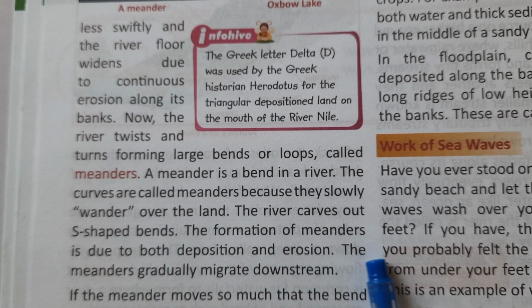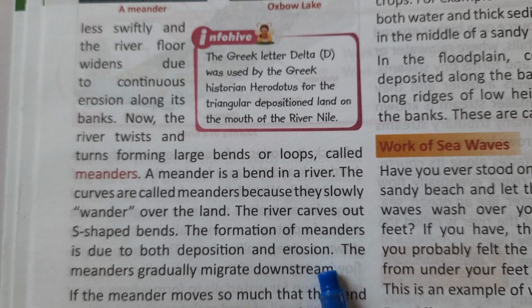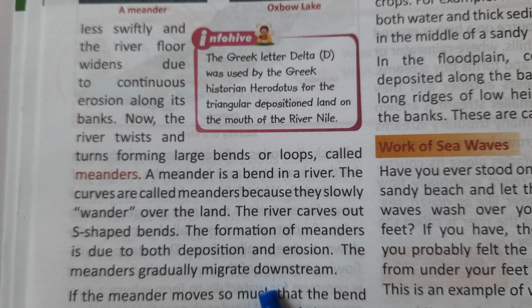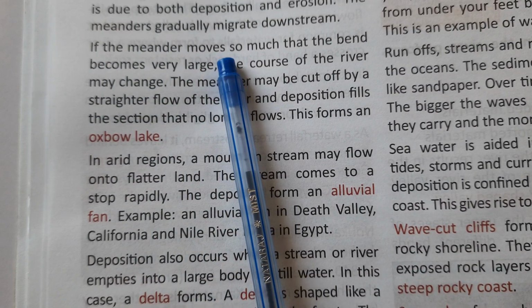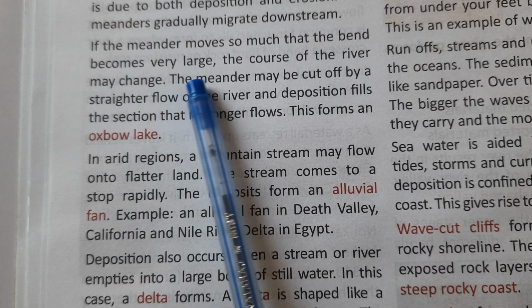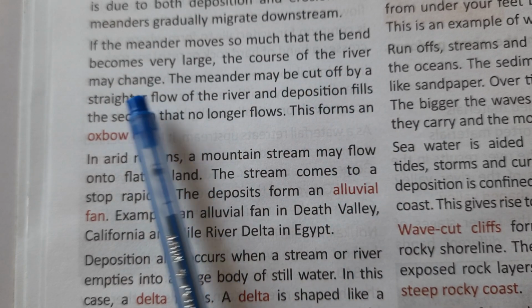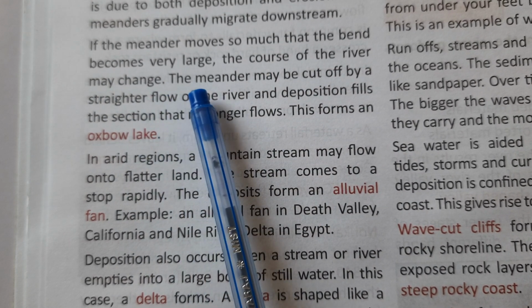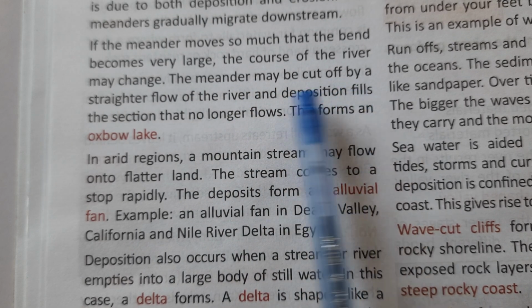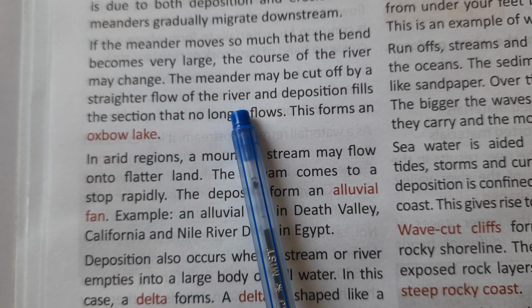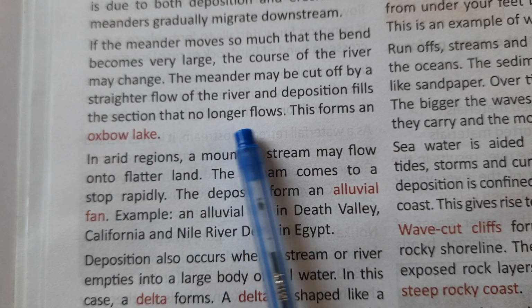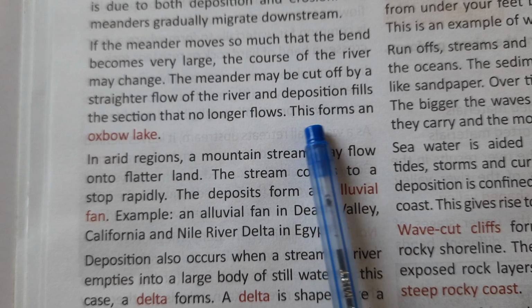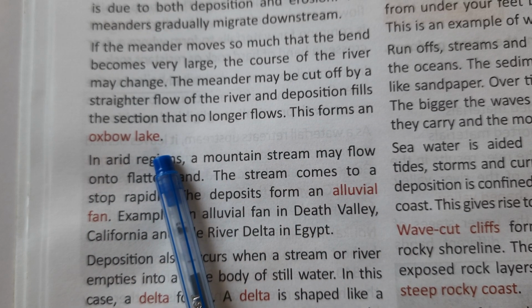The formation of meanders is due to both deposition and erosion. The meanders gradually migrate downstream. If the meander moves so much that the bend becomes very large, the course of the river may change. The meander may be cut off by a straighter flow of the river and deposition fills the section that no longer flows. This forms an oxbow lake.